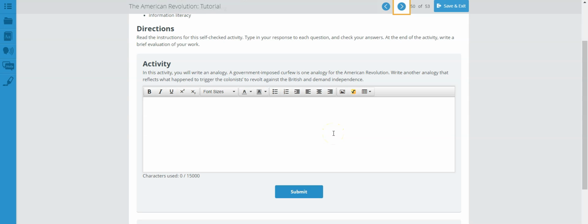Like I mentioned at the beginning, this particular tutorial is long, it's 53 pages, and it should take you some time to get through it. And I know it's a lot, but history has so much information, especially the American Revolution.